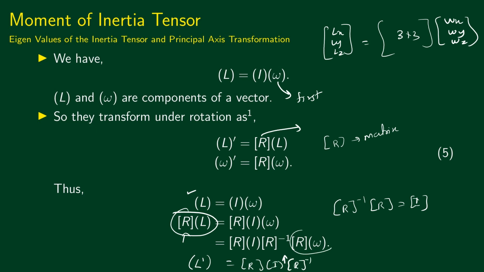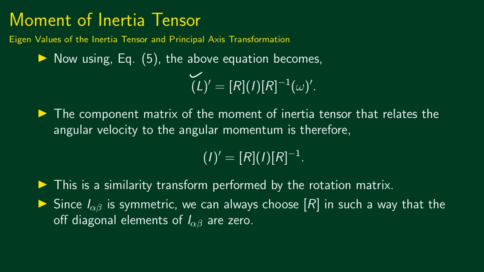And R omega gives the components of the angular velocity vector in the rotated coordinate system, which we denoted as omega prime. So we can write L prime is equal to R I R inverse omega prime.